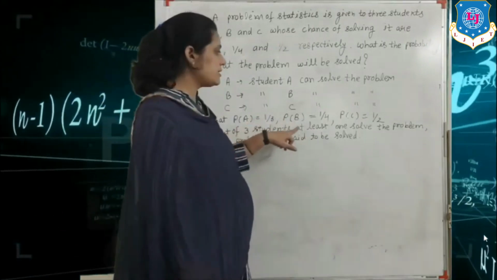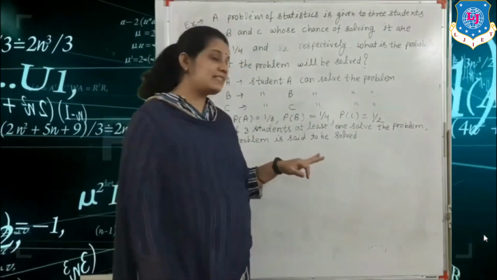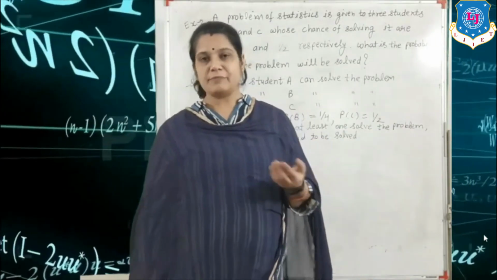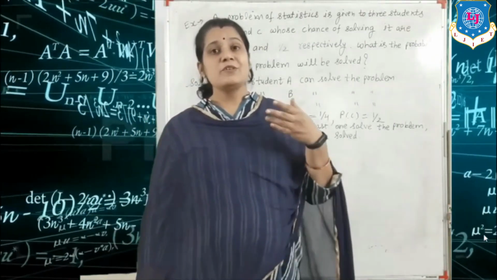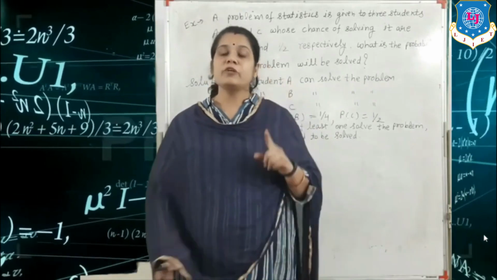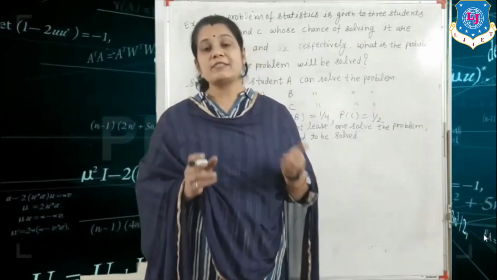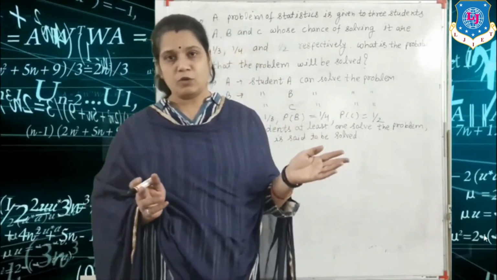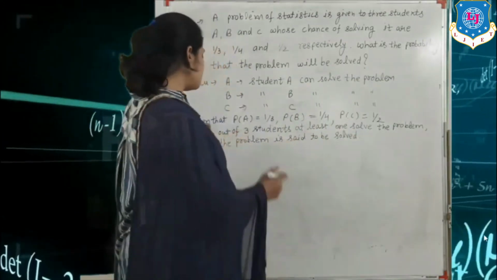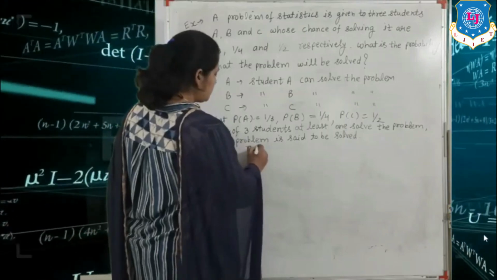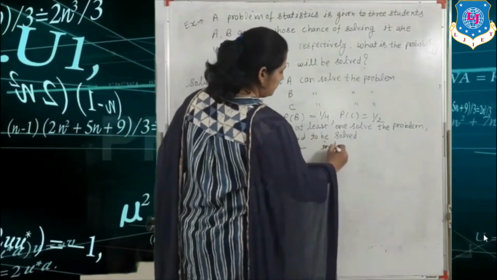When out of three students at least one solves the problem, then the problem is said to be solved. That means at least one student can solve the problem, so we can say that the problem will be solved. Here one point is very important: all three students solve the problem independently. They solve the problem at different times.